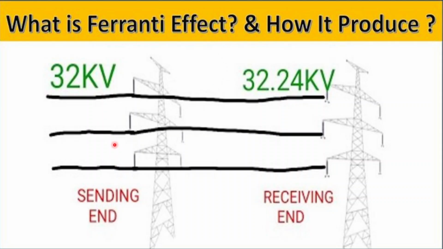Lastly, what we conclude from the above discussion is that this diagram effectively illustrates the Ferranti effect by showing a higher voltage at the receiving end compared to the sending end in a transmission line. Understanding this effect is crucial for designing and managing long distance power transmission to ensure system stability and equipment safety.